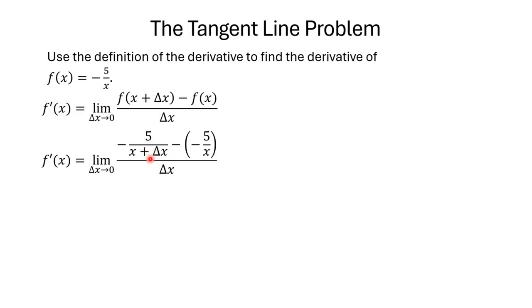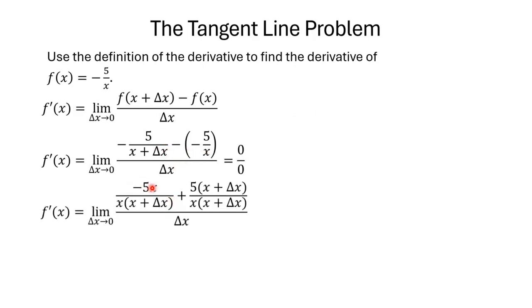If I do direct substitution, I get negative 5 over x minus negative 5 over x, which is 0, divided by 0. So direct substitution gives me the indeterminate form 0 over 0. But because this is a complex rational expression, I can actually simplify it by getting a common denominator. In this case, the common denominator is going to be x times x plus delta x. All right, so the first fraction, well, that has the x plus delta x factor. It would be missing the x, so I multiply the top and bottom by x.